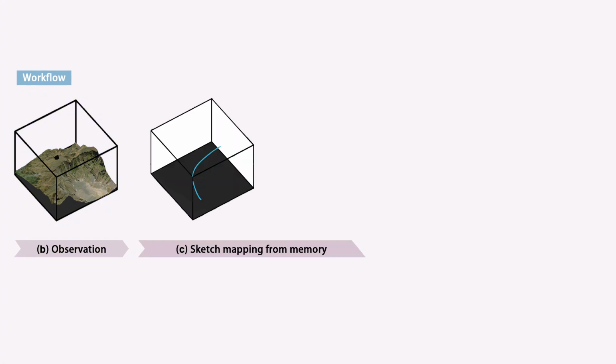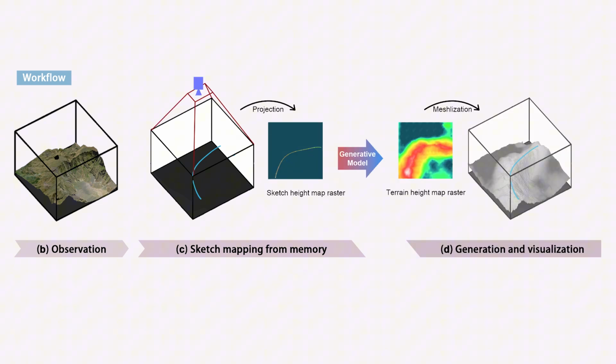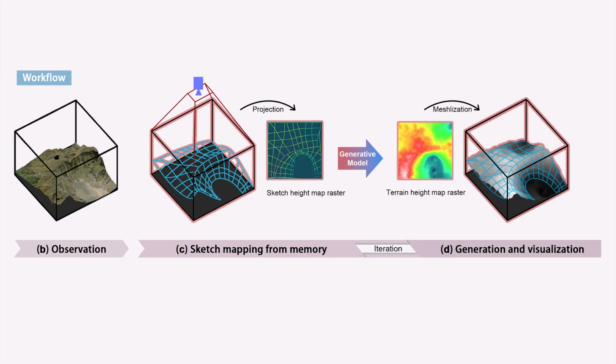The workflow for Sketch2Terrain is as follows. Firstly, users are asked to observe a terrain model and memorize its structure. Second, in this sketch mapping task, the terrain model disappears, and users use Sketch2Terrain to draw the spatial environment from memory. A generative AI model is developed to convert the 3D strokes into shapes for better visualization and to facilitate easier and faster recalling. The user iteratively repeats the drawing for a more accurate result.